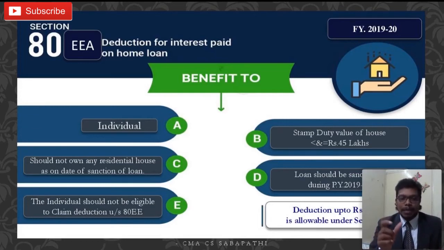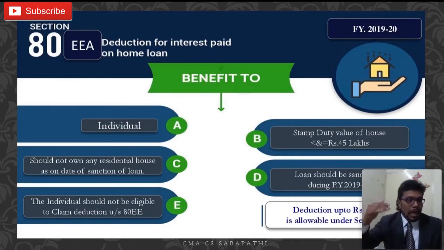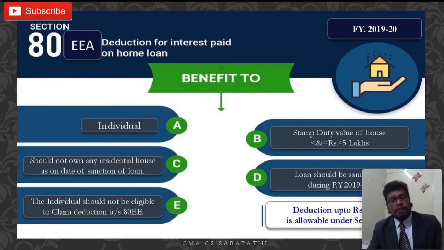Here the deduction limit is 1,50,000 rupees. Under 80EE, those who purchased a house during 16-17 can avail a deduction of 50,000 rupees. Now here, please do understand, the loan should be sanctioned during the previous year 19-20. In this case, you can avail the fantastic deduction of 1,50,000 in addition to the home loan interest under section 24B, income from house property.